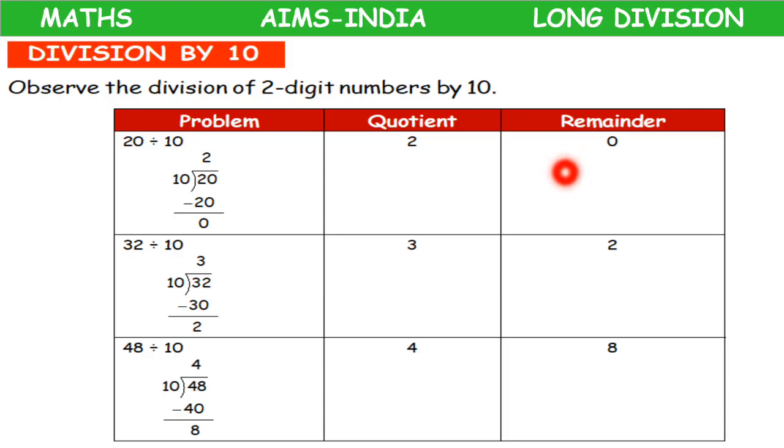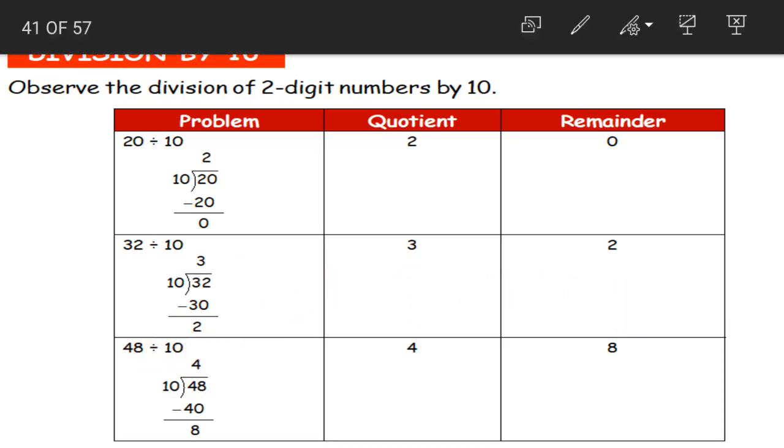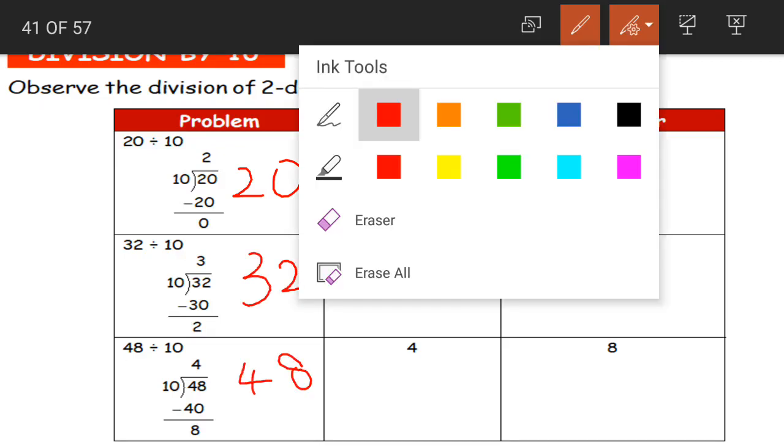Okay, if you carefully observe the division of 2-digit numbers by 10, 20 divided by 10, the quotient is 2, the remainder is 0. 32 divided by 10, the quotient is 3, the remainder is 2. 48 divided by 10, the quotient is 4 and the remainder is 8. Now what are you observing here in this? This is 20, 32, 48. Okay, I have written it big so that you can understand easily.